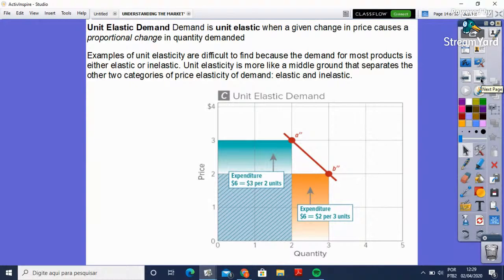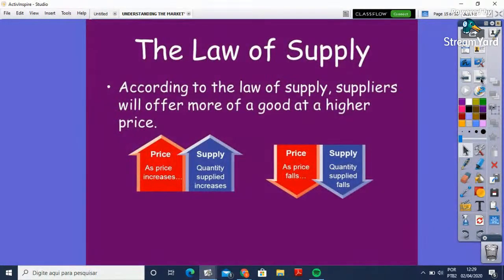So this is demand. Now we're going to move on to chapter 2. Remember, guys, we are going from demand to supply. Okay? The law of supply. What is the law of supply? Pay attention to the difference. According to the law of supply, suppliers will offer more of a good at a higher price. My price increases here, my supply increases as well. My price here falls, decreases, and so does my supply.